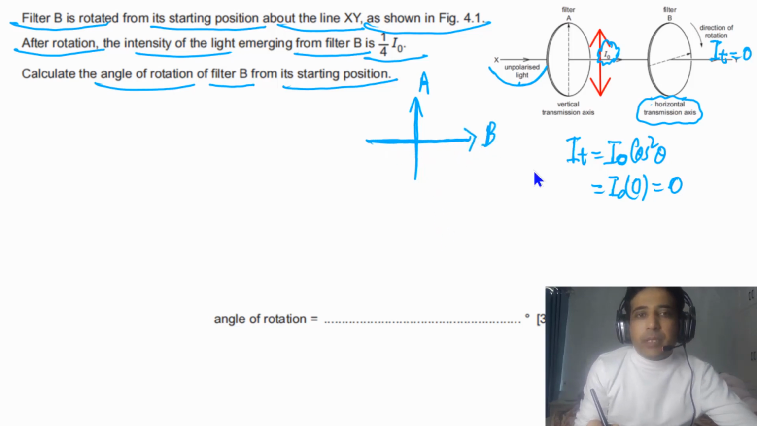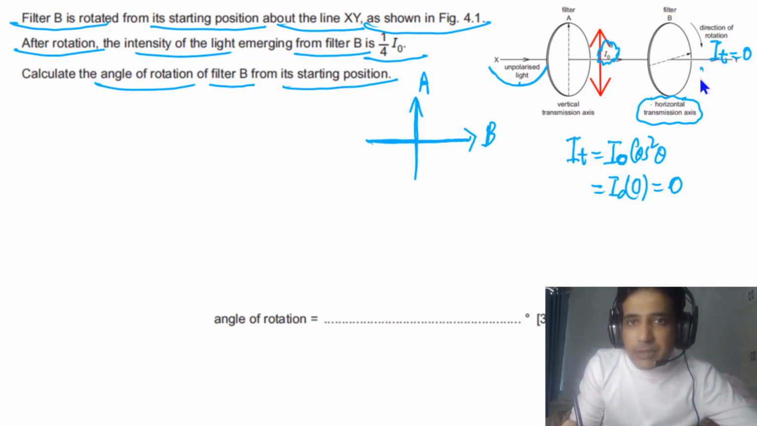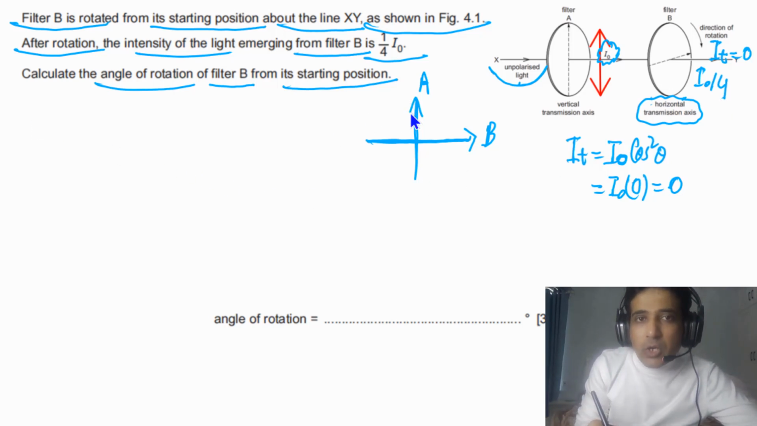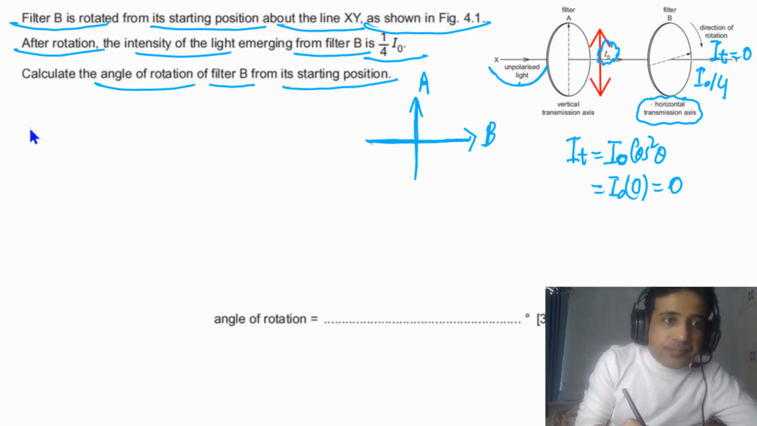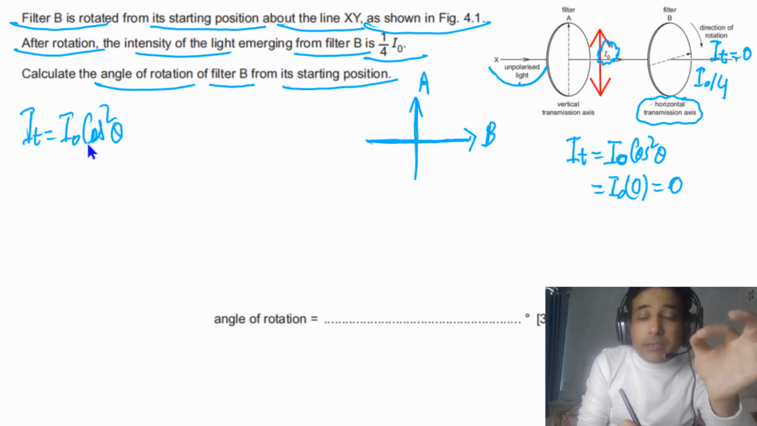In this case, the intensity of the light after passing filter B is given to us. That is equal to I naught by 4. So now we can simply use Malus's law and we can find out the angle between these transmission axes. So we can write down IT. This one has to be equal to I naught cosine square of theta. And theta is the angle between two transmission axes.